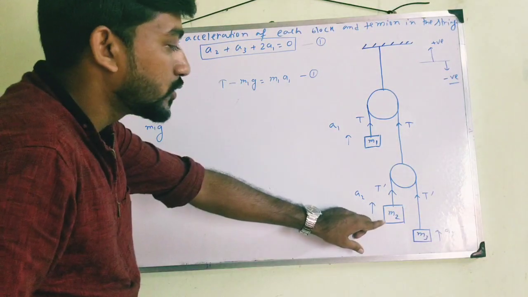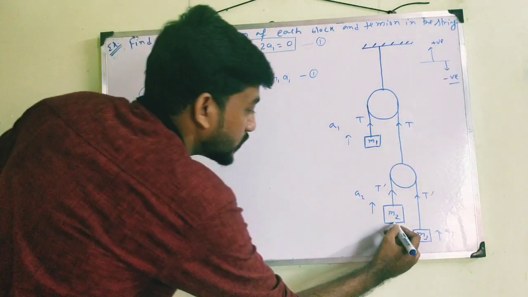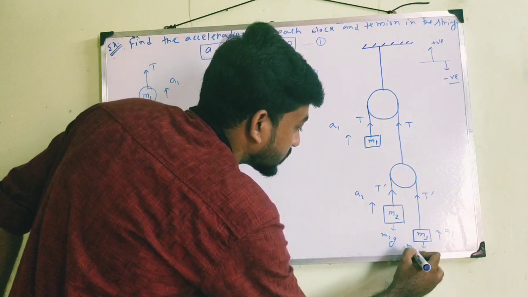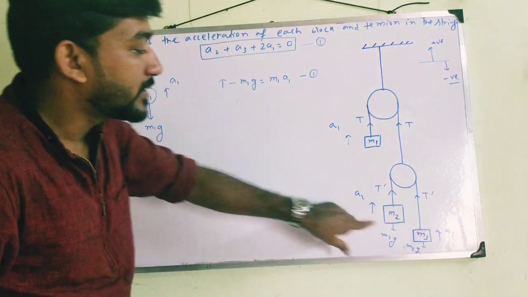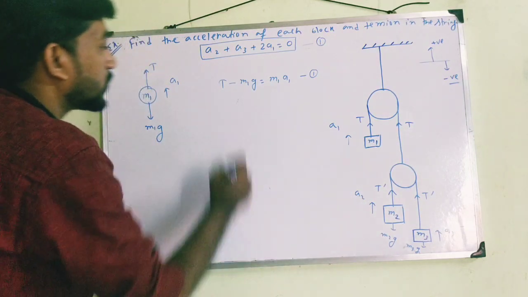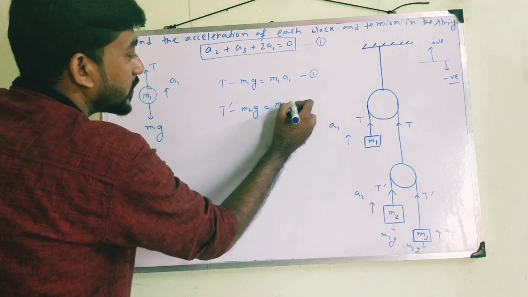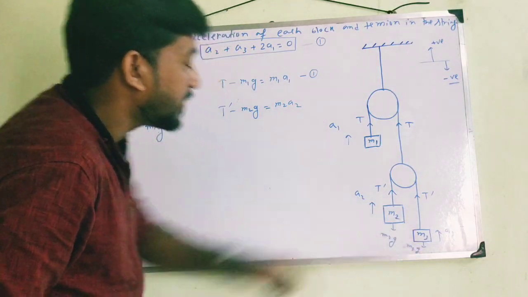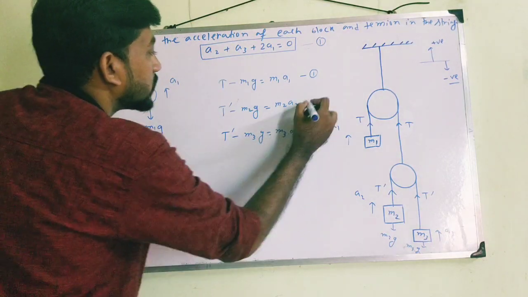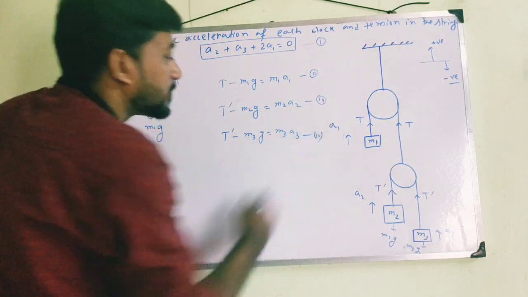Now if we talk about the masses m2 and m3, what will be the free body diagram? Here m2g is in the downward direction and m3g is also in the downward direction, and we have taken the acceleration in the upward direction. So T prime minus m2g equals m2a2. Similarly, T prime minus m3g equals m3a3. So this is our equation 2, this is 3, and this is our equation 4.